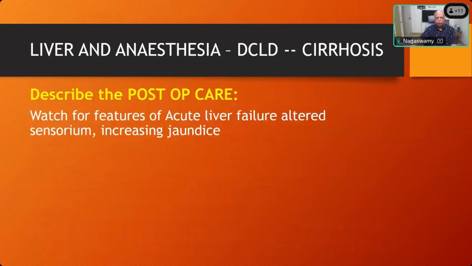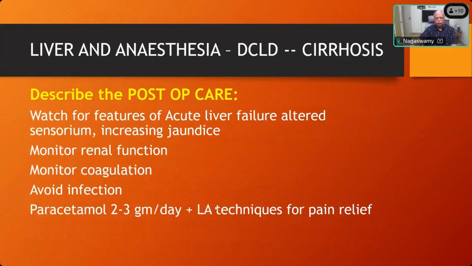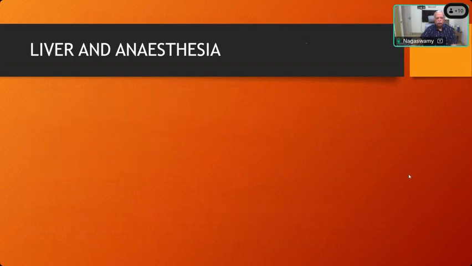Post-op care: watch for features of acute liver failure in the form of altered sensorium and increasing jaundice, and monitor renal function, monitor coagulation, avoid infection. Paracetamol 2 to 3 grams is safe for patients with liver disease also. Local anesthetic techniques for pain relief: wherever possible, you can do any local anesthetic complementary technique.